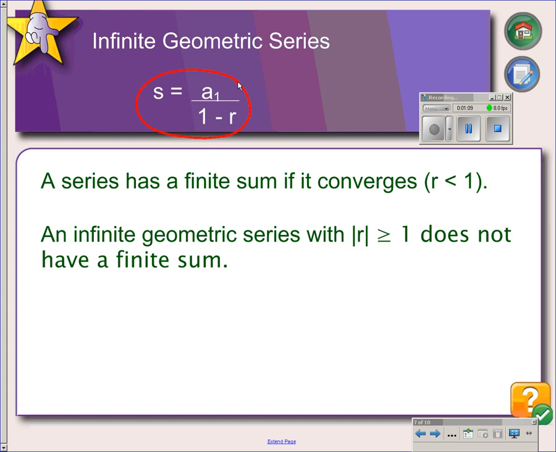What you also need to know is that the series will only have a finite sum, in other words, the sum is not infinity, if the series converges. The series will converge if our common ratio is less than 1. And it's actually the absolute value is less than 1. But we could have an infinite geometric series that does not converge. If the r value, the common ratio, is greater than 1, then it does not converge, and if it does not converge, then you will not have a finite sum. The sum would just be infinity.